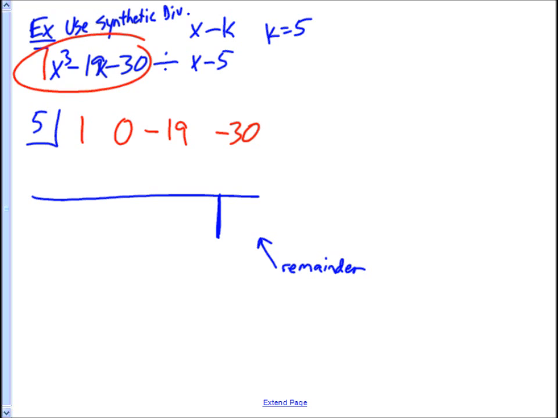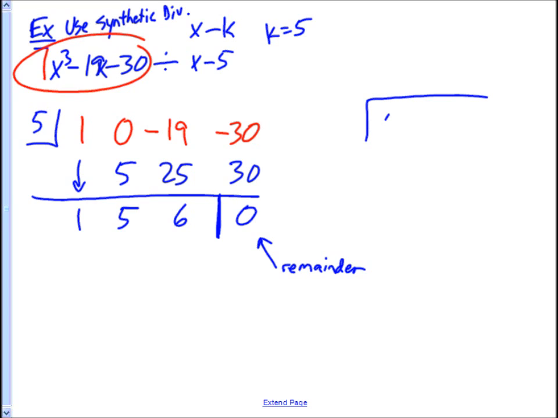Now the process for this is you go straight down. That's a 1. 1 times 5, 5. 0 plus 5, 5. Now I go 5 times that k up there again, 25. Negative 19 plus 25, 6. 6 times that k again, 6 times 5, 30. Negative 30 plus 30, 0. Our remainder is 0.